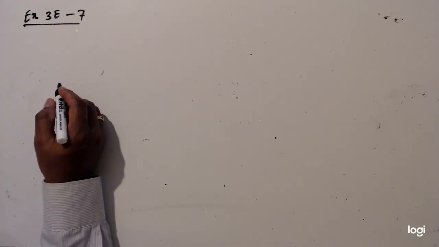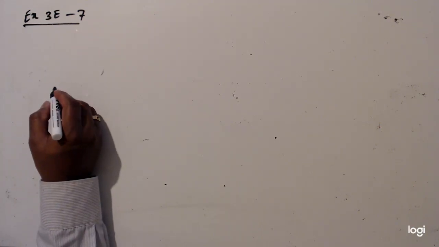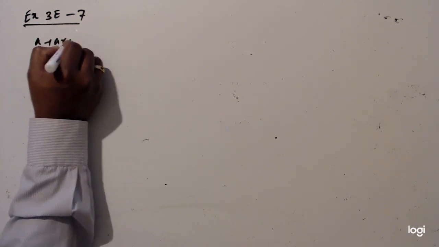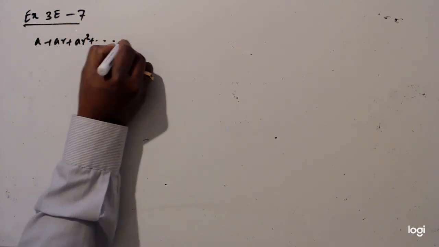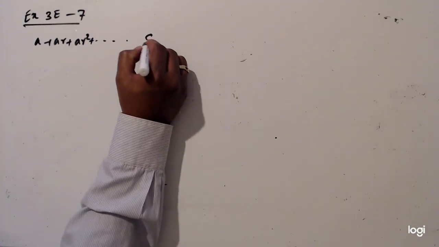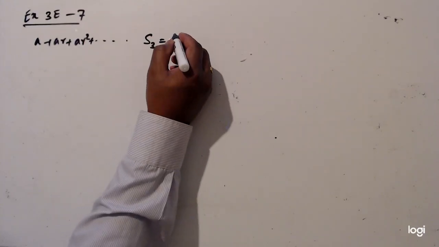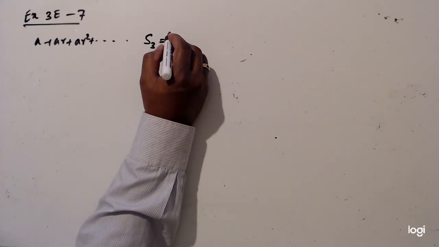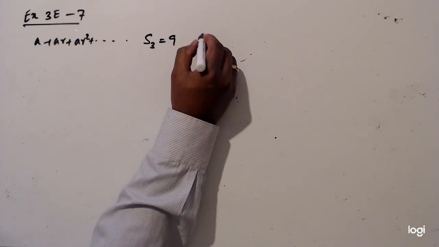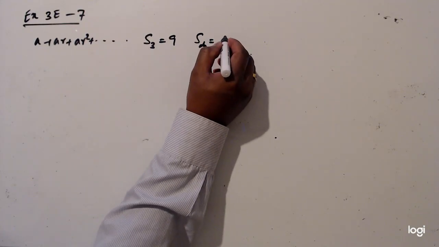Let's discuss question number 7. The standard series is given as a, ar, ar square, and so on. The partial sum up to the third term is 9, and up to infinity it is given as 8.